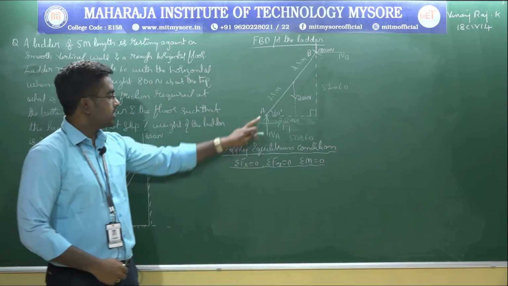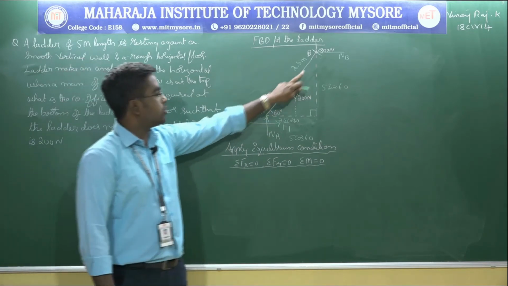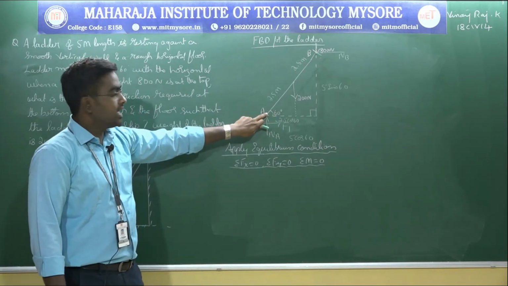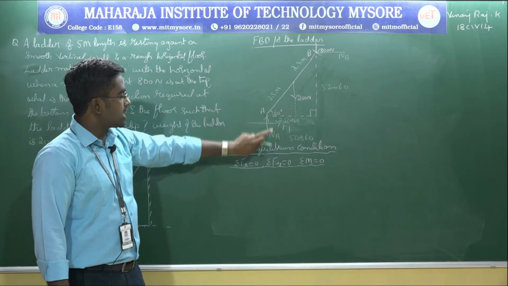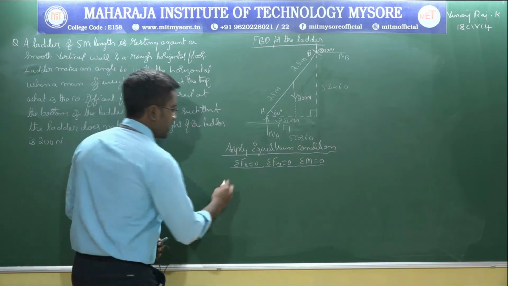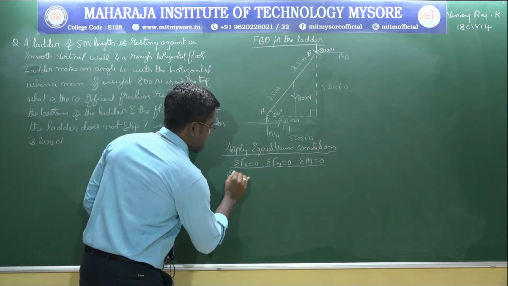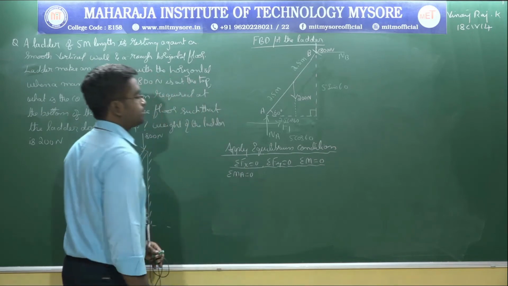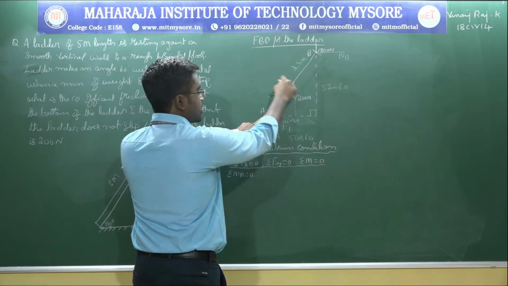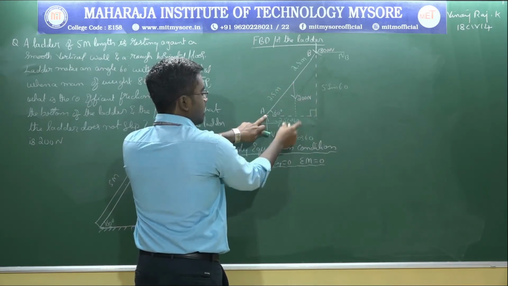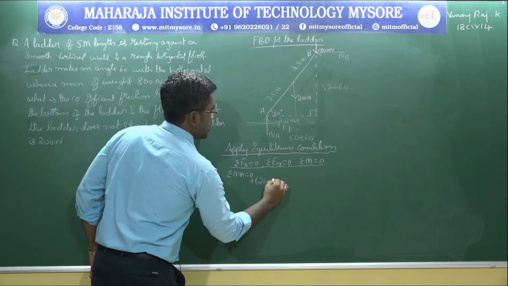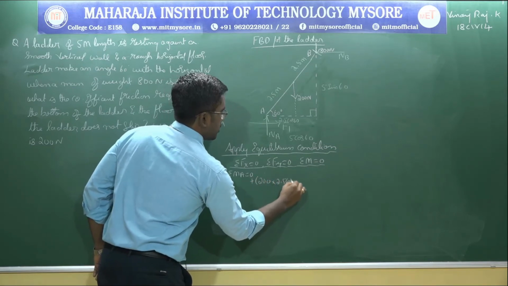You can take the moment about point A, or you can take the moment about point B. So now I am going to take the moment about point A. If I take the moment here, I should not consider NA and I should not consider F1, right? So take moment about point A, that is summation of MA is equal to 0. Starting from here, this is 200, which makes clockwise direction. So this will be positive 200, and this is the perpendicular distance, so that will be equal to plus 200 into 2.5 cos 60.